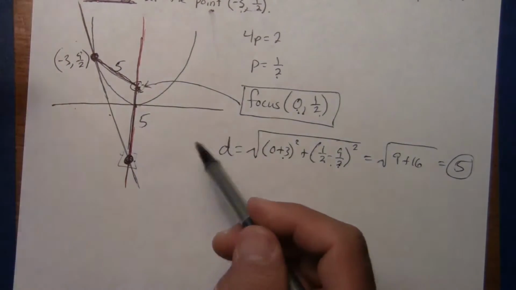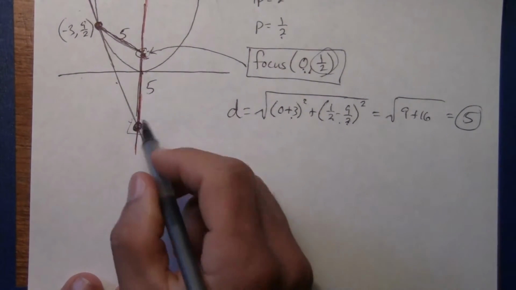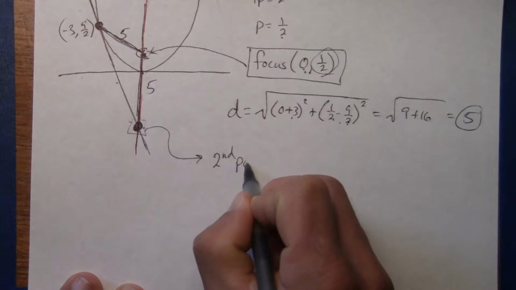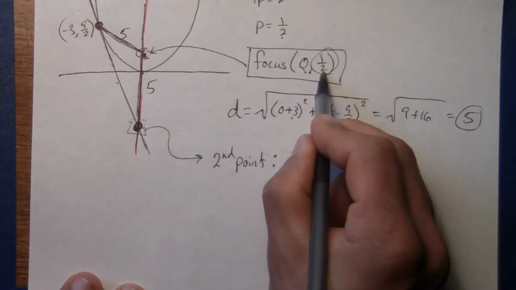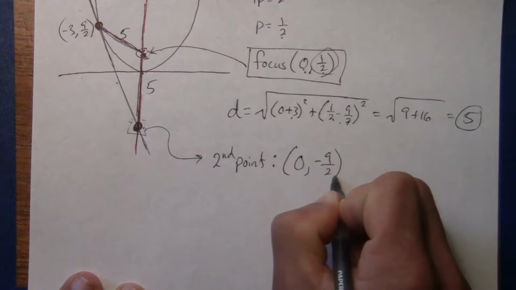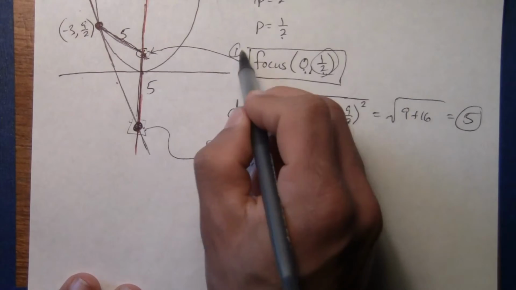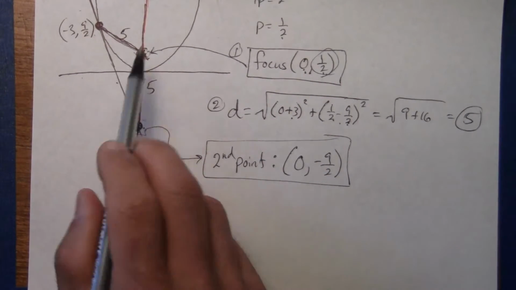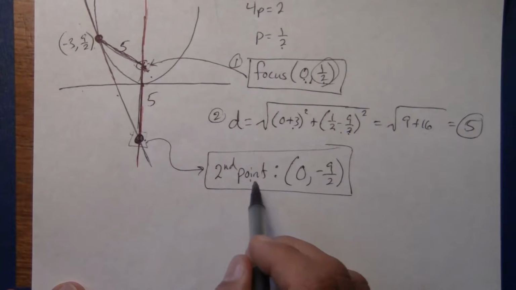Below means I should do it to the y value, so just take this y value and subtract 5 from it. That'll give you what I call the second point, since they don't have a fancy name for it. So if I subtract 5 from that, or 10/2, that second point is 0, negative 9/2. That's the third step. So step 1, figure out what the focus was. Step 2, find the distance between the focus and that point of tangency. Step 3, use that distance to figure out what this second point is. And remember, that was what the goal was.